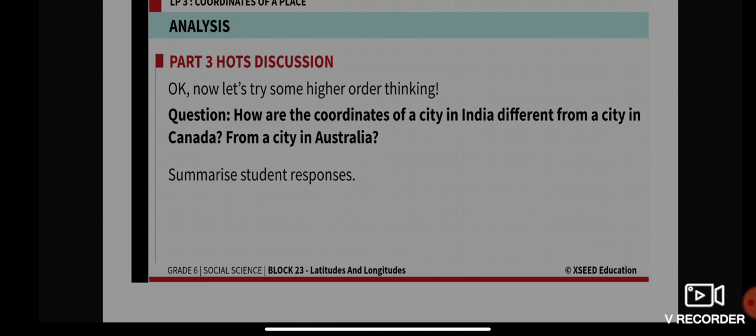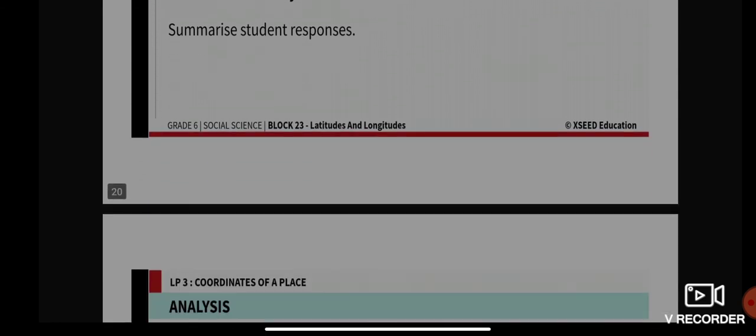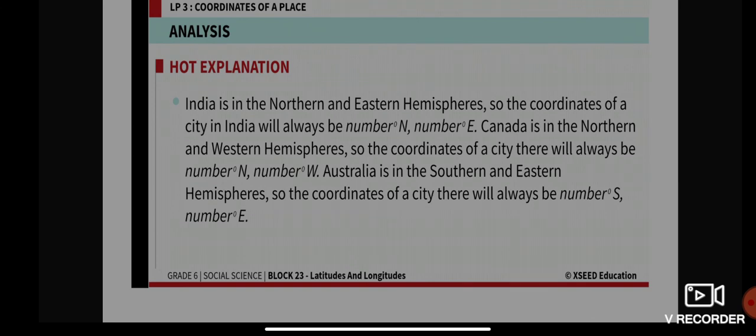The last question: how are the coordinates of a city in India different from a city in Canada or a city in Australia? What differences will you find between the cities of India and those in other parts of the world? You'll see that India is in the northern and eastern hemisphere.